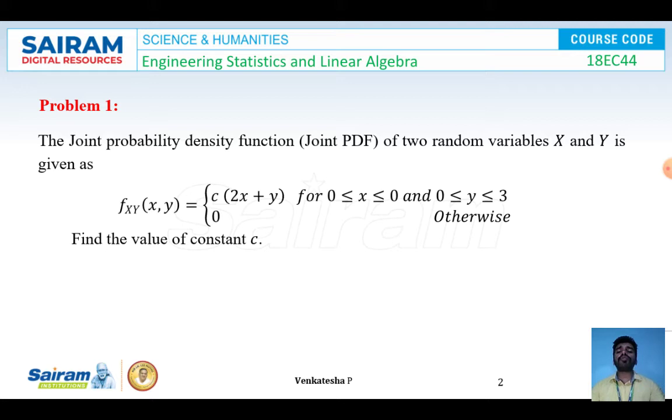So in the case of joint PDF, to find the constant c, we will be using two conditions. The first condition is the joint PDF must be positive. That is, the function must be greater than or equal to 0 for all the values of x and for all the values of y. Also we have to use one more condition, that is the double integral of the joint PDF function must be equal to 1. So with these two conditions, we will be finding the constant c.